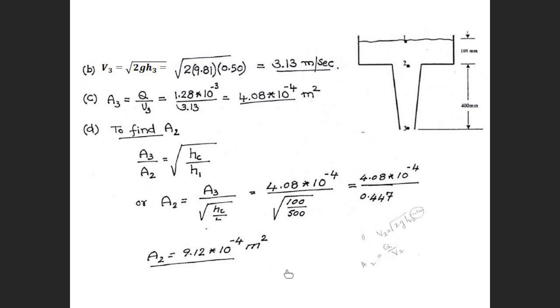Someone says, okay, I can do it another way. Yes, how? You get the velocity at 2. How to get the velocity at 2? Square root of 2gh2, where H2 is 100. You get the velocity here. When you have the velocity, you have Q. Q is the same. Then you can say that A2 equal to Q divided by V2. Then you also get the area at point 2.